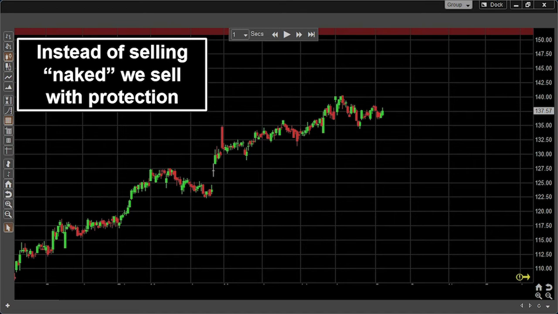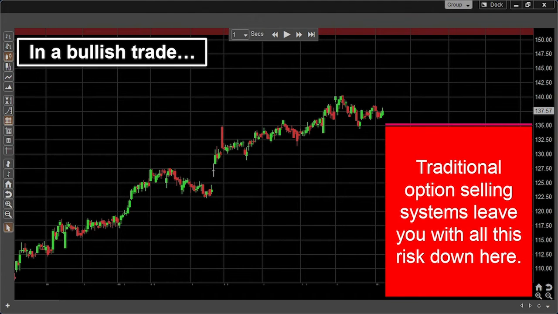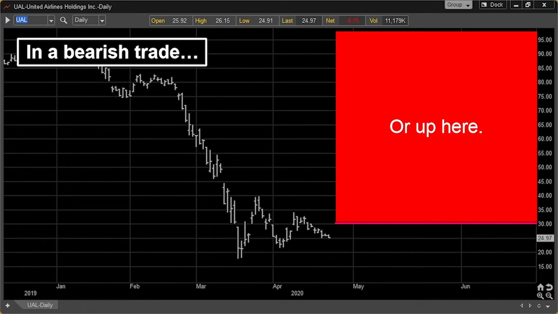Now, a traditional option selling system, when you're selling naked options, leaves you with a ton of risk. In a bullish market, remember, we're going to sell puts. So if I sell a 135 put on this stock, and let's say the stock gaps down to $100, I may have the obligation to buy the stock at 135 and now it's trading at $100. That's a huge risk. Well, if you're bearish, it's really the same idea, right?